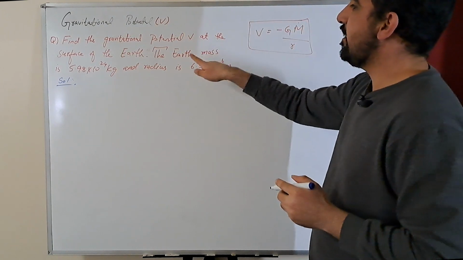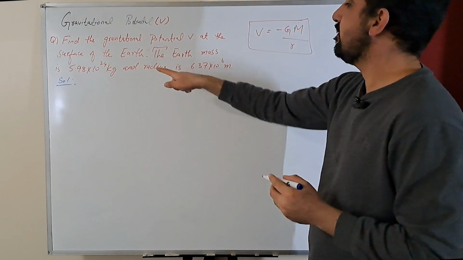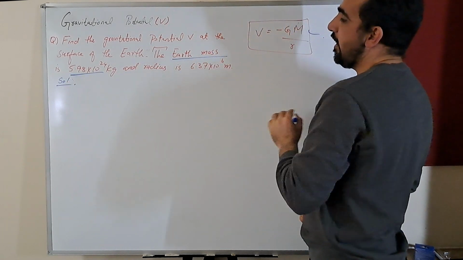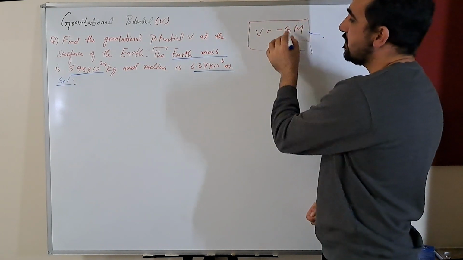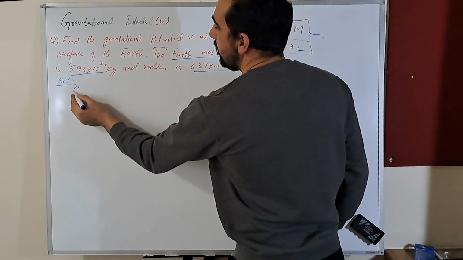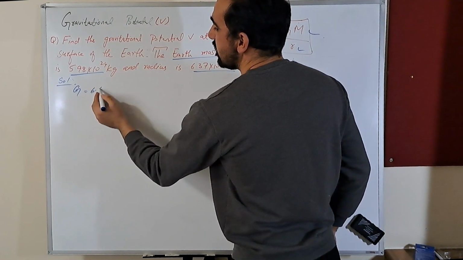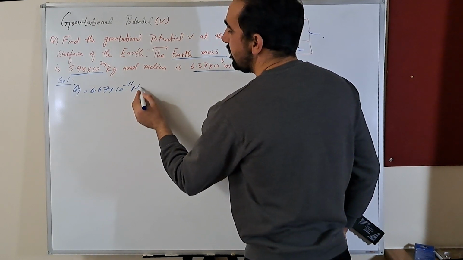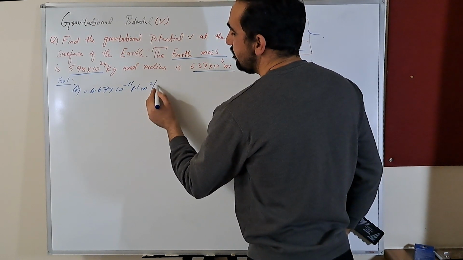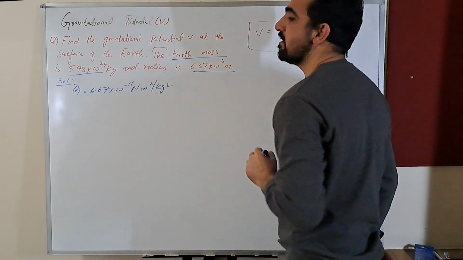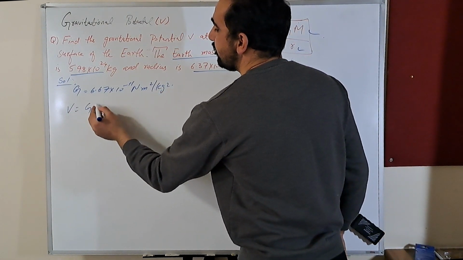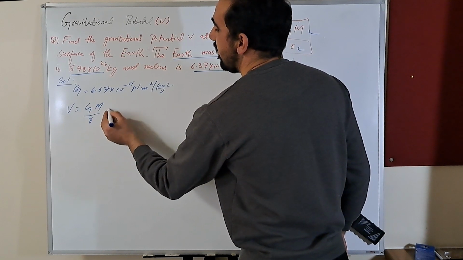What we are given here is the mass of Earth. That's our M. And we are also given radius, and we already know G, which is 6.67 times 10 to the power minus 11 Newton meter square per kilogram squared. So V is equal to GM divided by r.